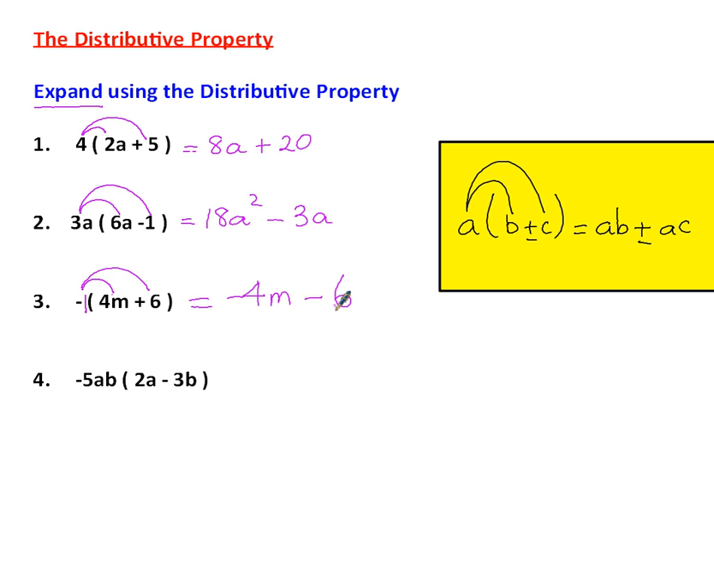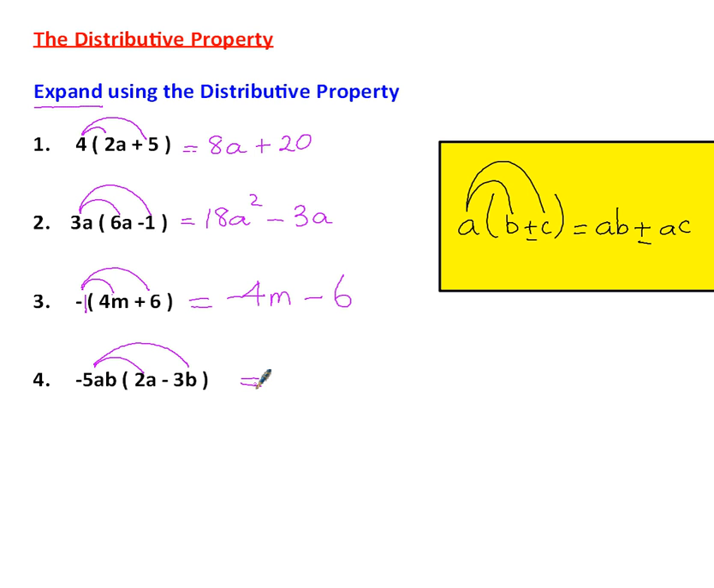So have a look at that. We have a positive 4m and a positive 6. We have the negative out the front. It's basically made both of those terms negative. All right, and our last one, a little bit trickier one. Once again, a term out the front multiplied by 2 terms in the parentheses. So let's put our distributive property in there.